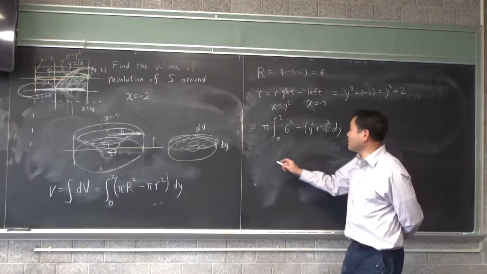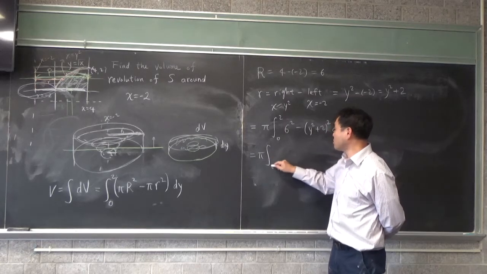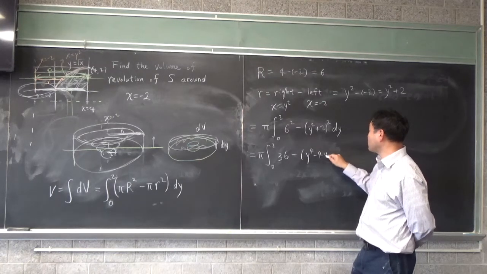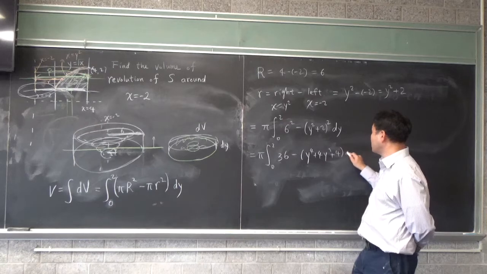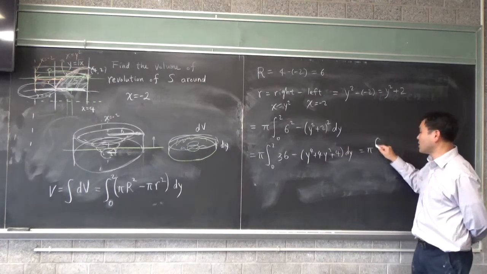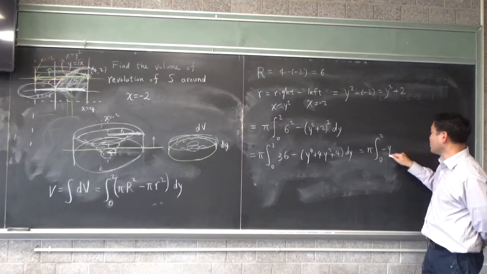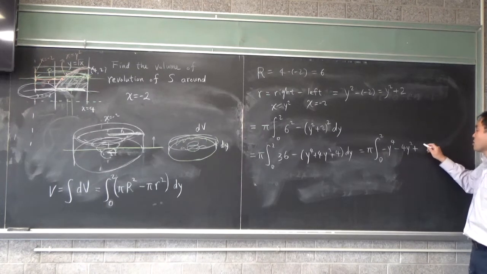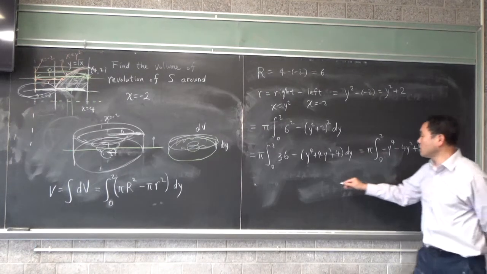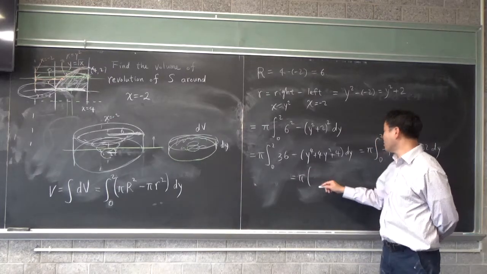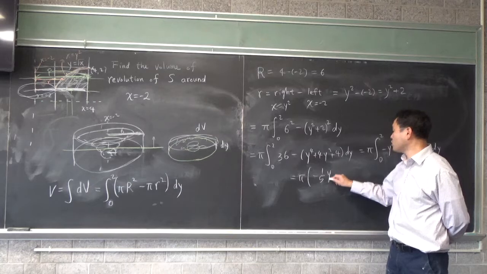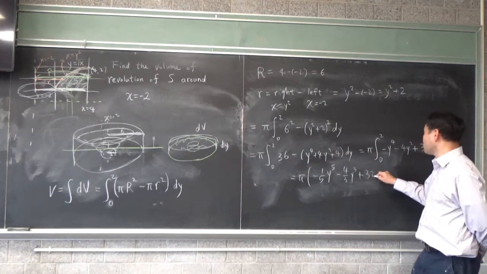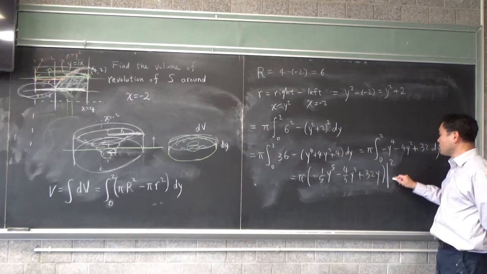All right, so you have this, and then let's compute. This is pi integral from 0 to 2 of 36 minus (y to the 4th plus 4y squared plus 4) dy, so that it's pi integral from 0 to 2 of negative y to the 4th minus 4y squared plus 32 dy, so that it's negative 1/5 y to the 5th minus 4/3 y to the 3rd plus 32y, and you're plugging in 2 and 0.